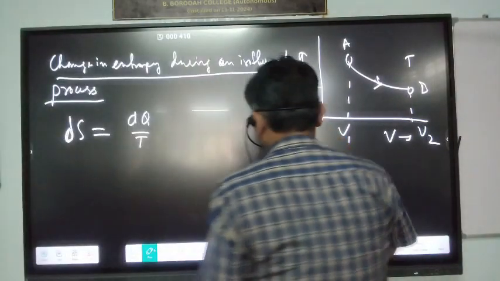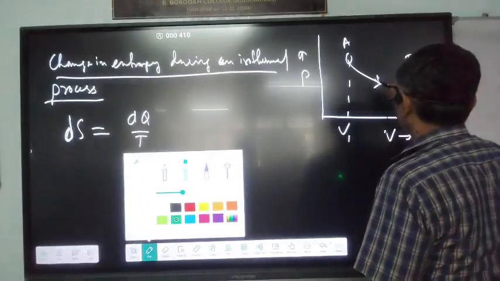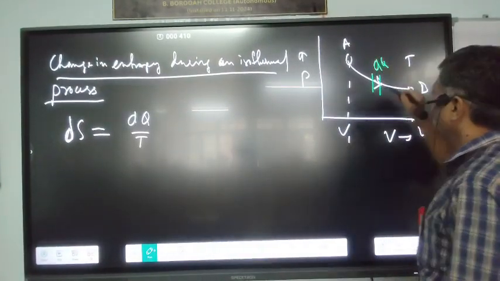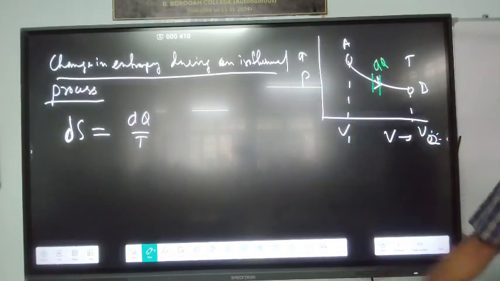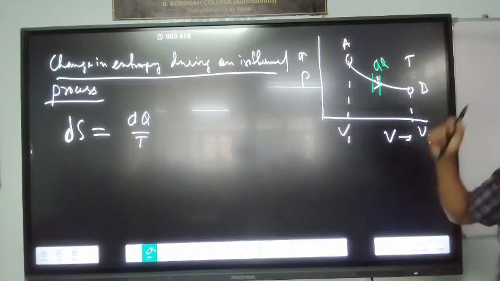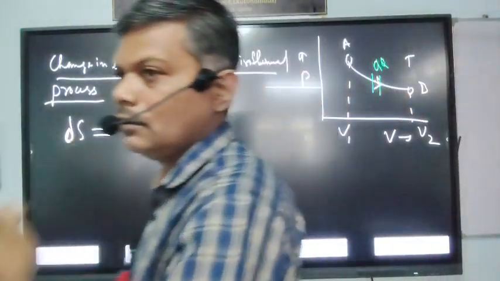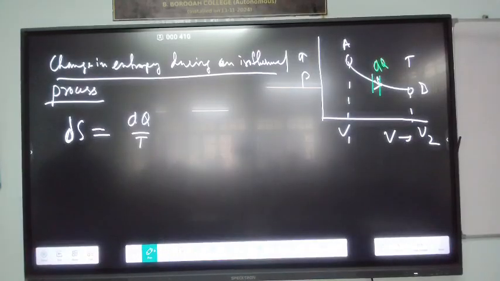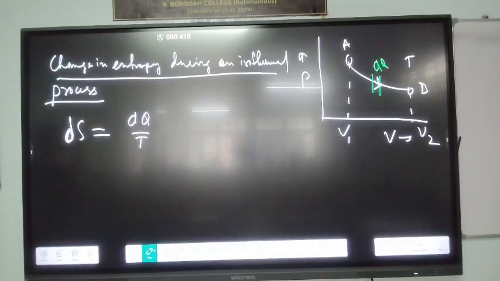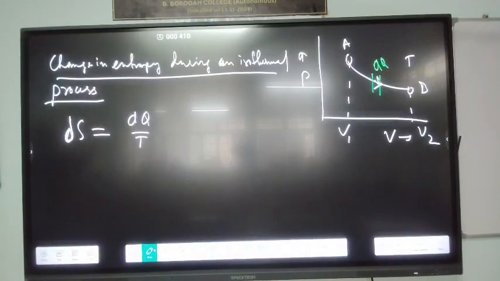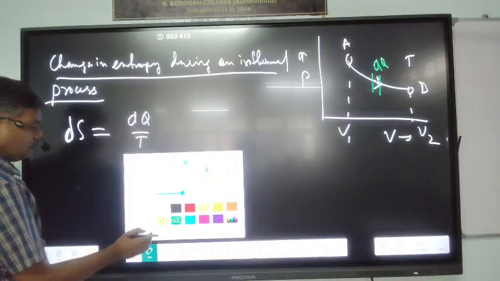If I take a very small portion here, and I take dq amount of heat at temperature T, then my change in entropy from here to here is dq by T. Now change in entropy for A to B, how much will it be? You have to do the integration from V1 to V2, because that is changing. Earlier the temperature was changing, so I did the integration from Ti to Tf. Now my V is changing, so I have to do the integration from V1 to V2.